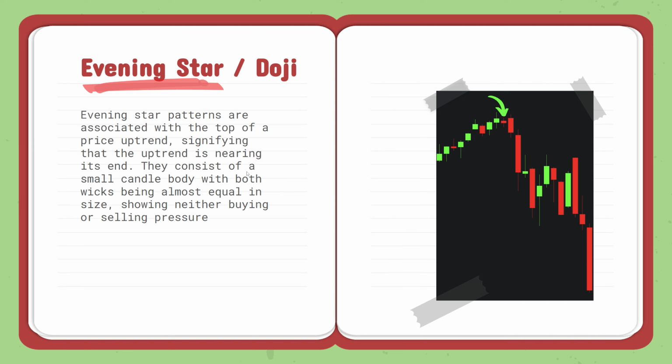All right. Evening star or doji. So your evening star patterns are associated with the top of a price uptrend, signifying that the uptrend is nearing its end. So they consist of a small candle body, just like I showed you guys in the previous slides. A really small candle body with both wicks being almost equal in size. All right, so we're in an uptrend here, and boom, right there is your doji, right? Small body, 2 wicks that are pretty similar in size. All right, showing some indecision now. And here is your downtrend that follows right after this candle.